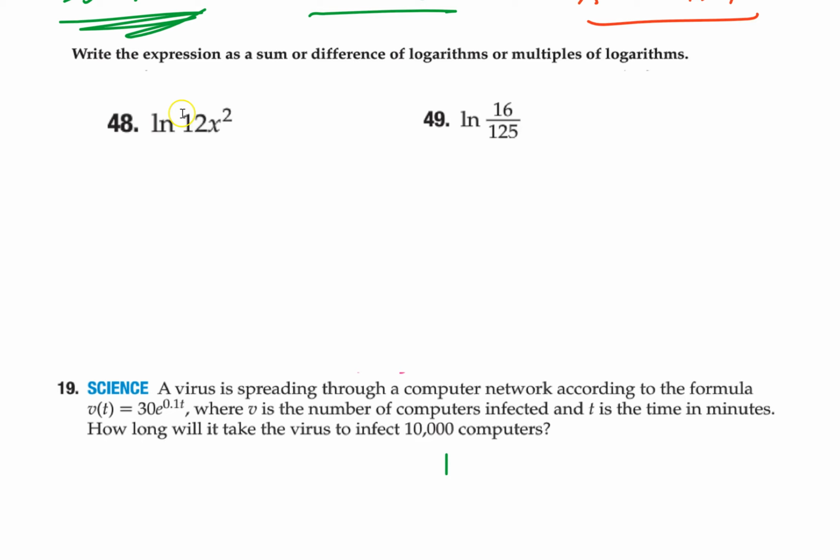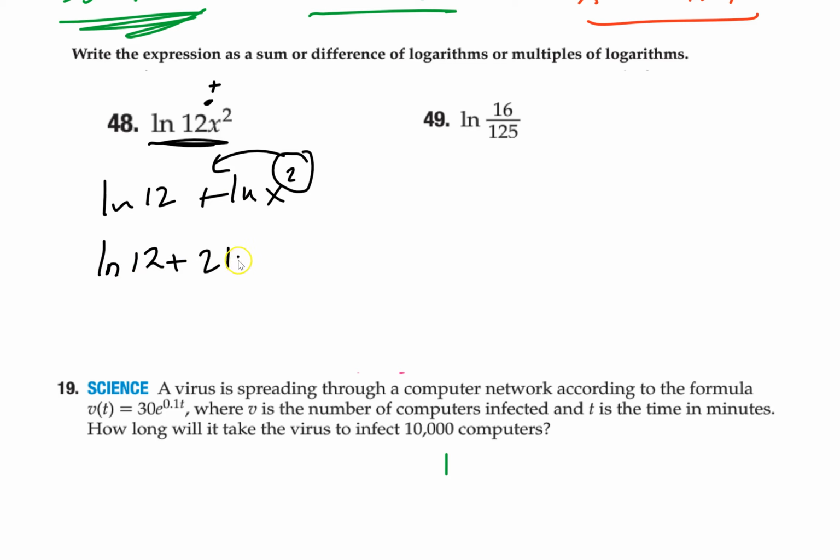So like here, you look at it and you go, okay, I have 12 being multiplied by x squared. So I know multiplication is addition. So let's separate it. Natural log of 12 plus natural log of x squared. You're like, good, done. That was easy. Don't forget one last thing. This is not fully condensed yet. You gotta do my favorite rule. Bring that to the front of the natural log, this one here. So natural log of 12 plus 2 natural log of x. Now you're fully condensed.